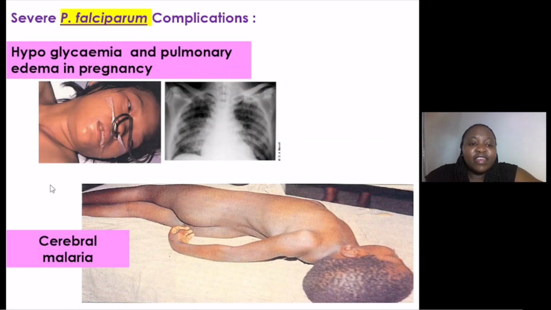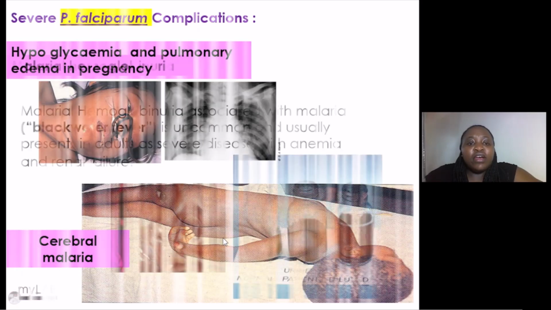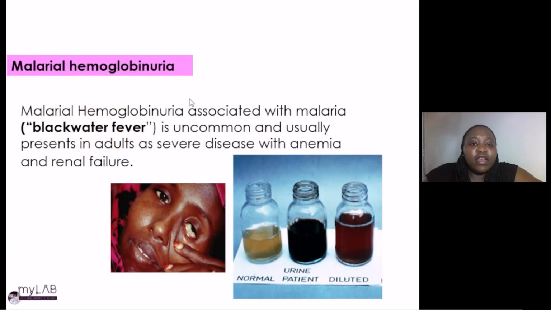In pictures, this is hypoglycemia and pulmonary edema in pregnancy, and you can see that the lungs are full of water, and this is dangerous, especially in pregnancy, because it will lead to preterm birth. And then in cerebral malaria, we talked about convulsions. We have also talked about malarial hemoglobinuria, and here we have what we call the black water fever.